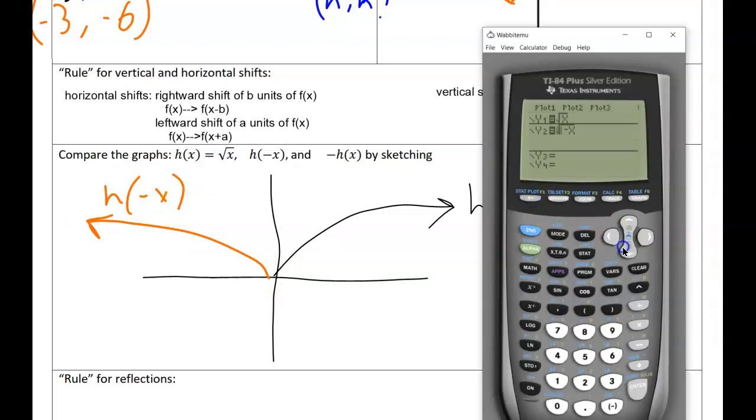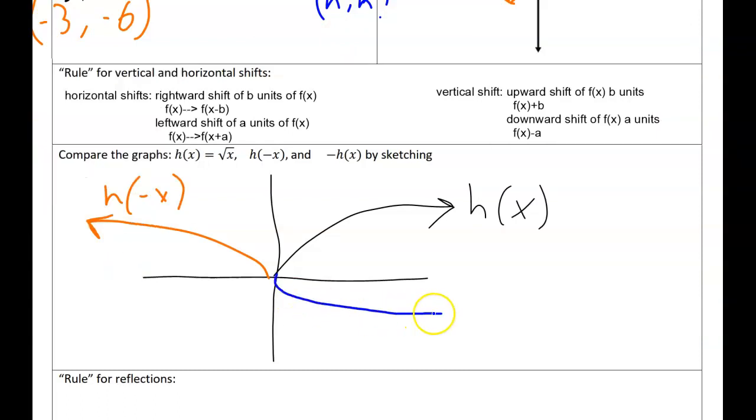And then my last function, the negative h of x, the negative is now on the outside. So negative square root of x. And when I graph that, notice that is a downward flip. So reflection across the x-axis. Okay. So those are reflections.